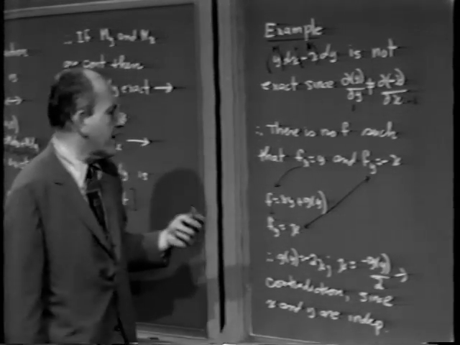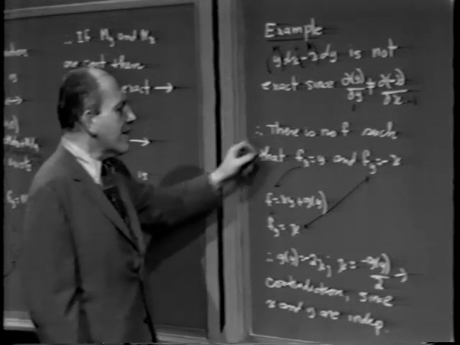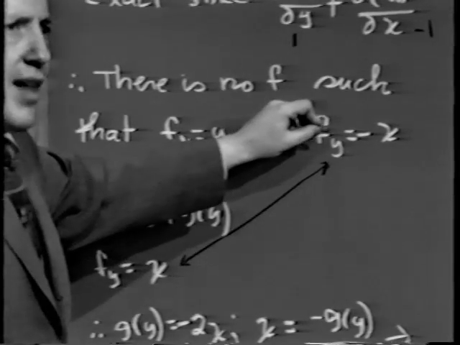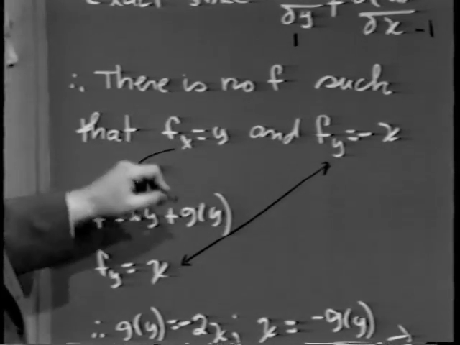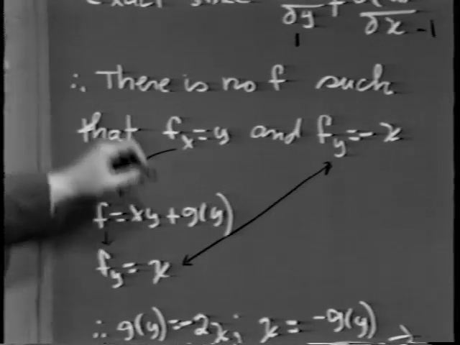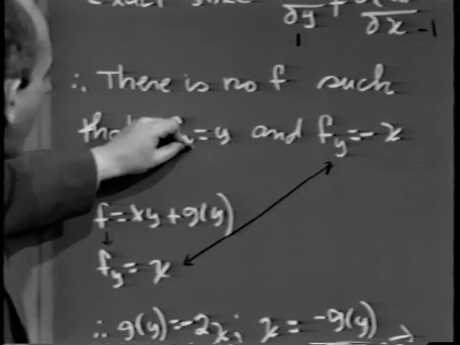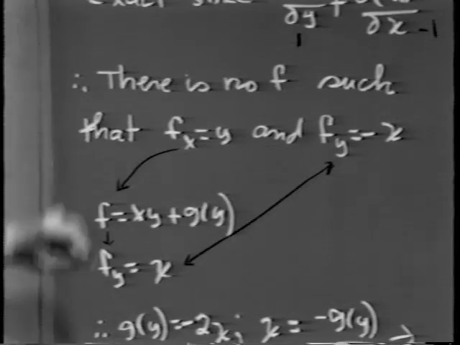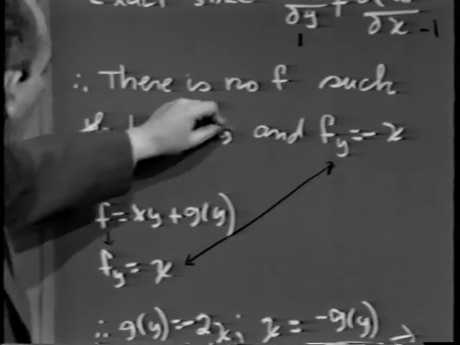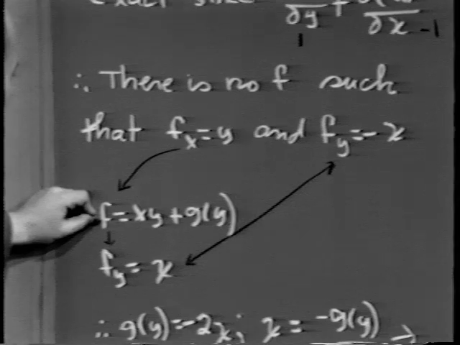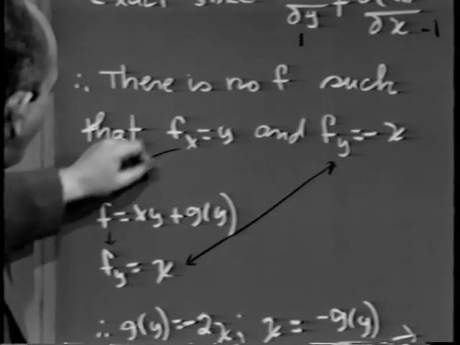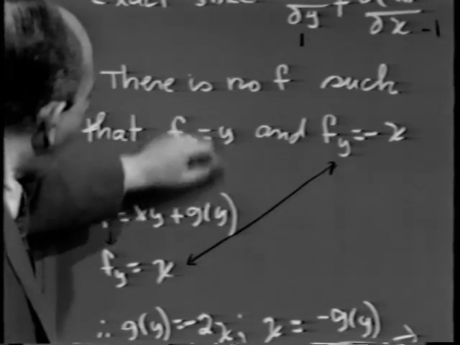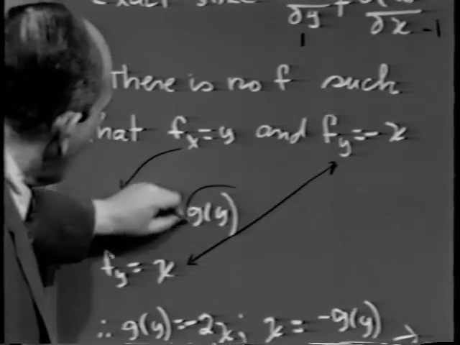And how can I show you that there is none? Well, the best way is to do the same thing that we did in the previous example and see something go wrong. Let's suppose there were an answer to this. Well, if the partial of f with respect to x equals y, let me integrate this with respect to x, treating y as a constant. It means that the function that I'm looking for must have what form? It's xy plus some function of y alone.